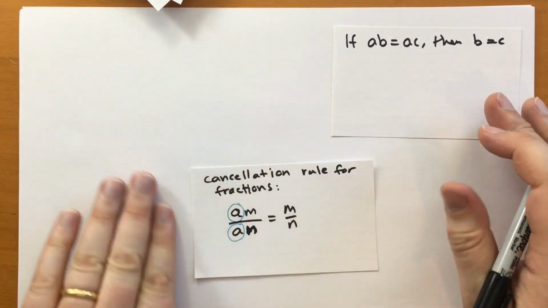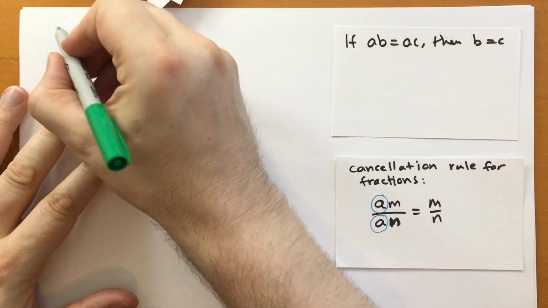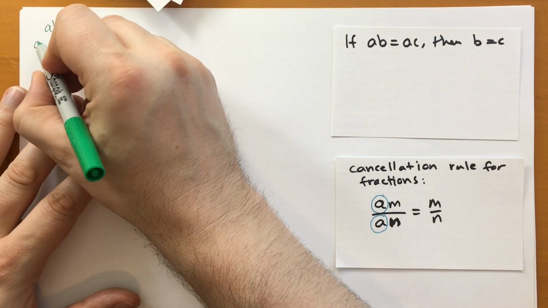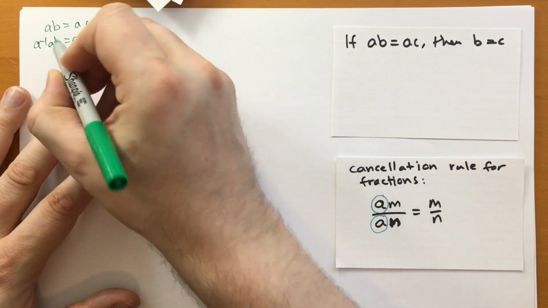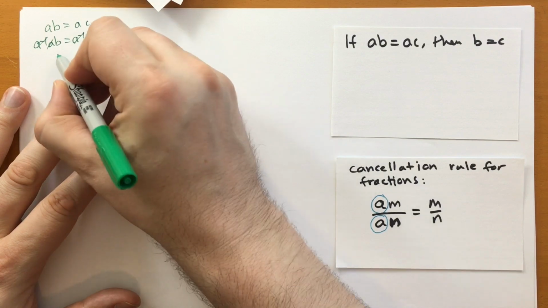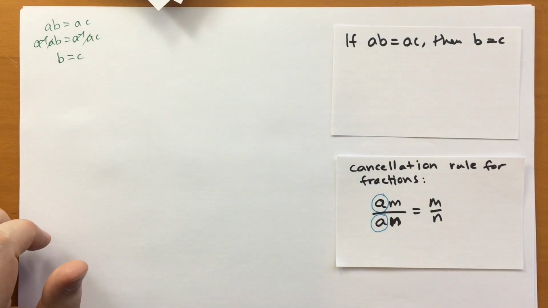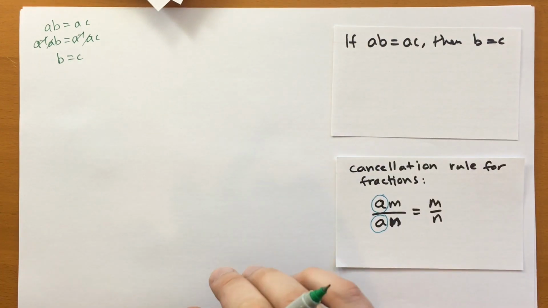This should be pretty easy to prove. If you don't know how to do this, then you haven't been paying attention, have you? So we start with AB equals AC. We multiply both sides by A to the minus 1. These two cancel, become 1, and so we get B equals C. Very easy.